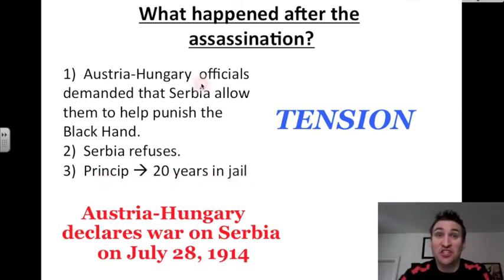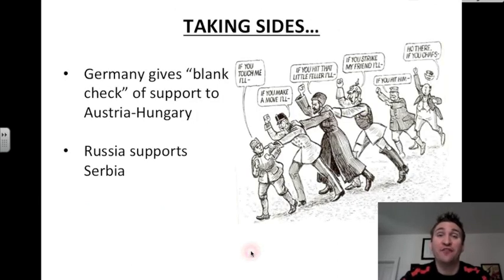After Serbia shuts out Austria-Hungary, that feeds even more tension. And Austria-Hungary declares war on Serbia on July 28, 1914. What happens after this? Countries start to take sides. Germany gives a blank check of support to Austria-Hungary. Russia then supports Serbia, and everyone starts falling in line as to one of 2 sides of the war.